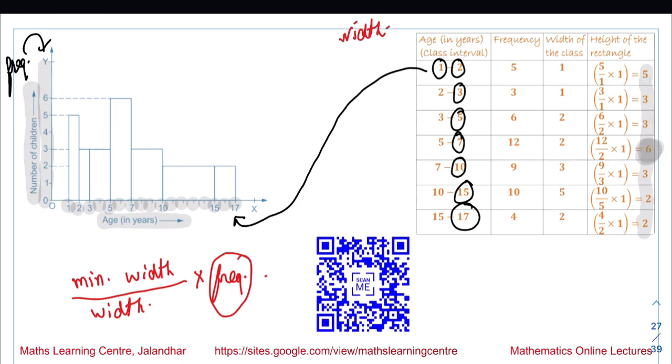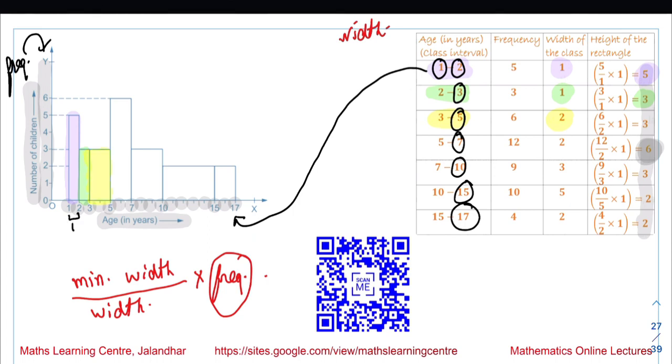So the first rectangle that we will get is for the interval 1 to 2, class width is 1 and the frequency is 5. Next it is 2 to 3, again the class width is 1 and the frequency is 3. Now in the next case, the width of the class is 2, so it is 3 to 5. We have marked 3 to 5, so this box over here we are talking about.